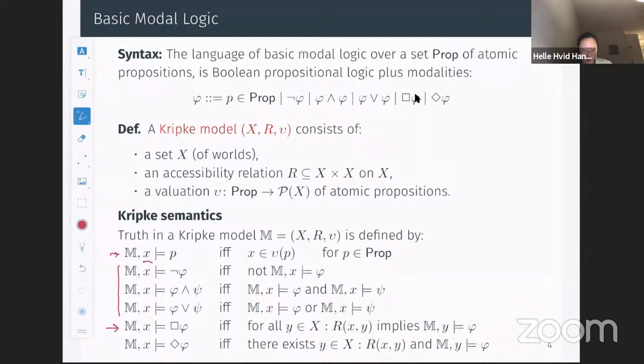So box phi is true at x if and only if in all states y that are accessible from x, the formula phi is true. In other words, box phi is true if all successors of x satisfy phi. Now, dually, diamond phi is true at x if and only if there is a successor that satisfies phi. And it's not too difficult to see that this shows that the box and the diamond are Boolean duals of each other.